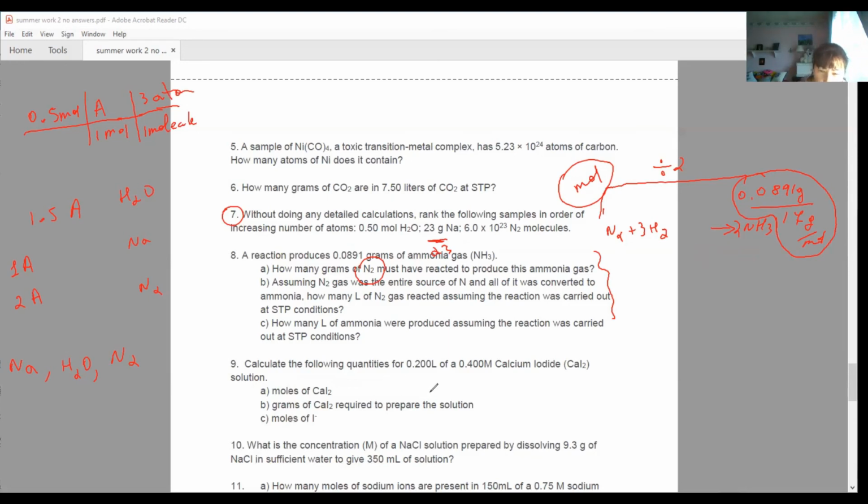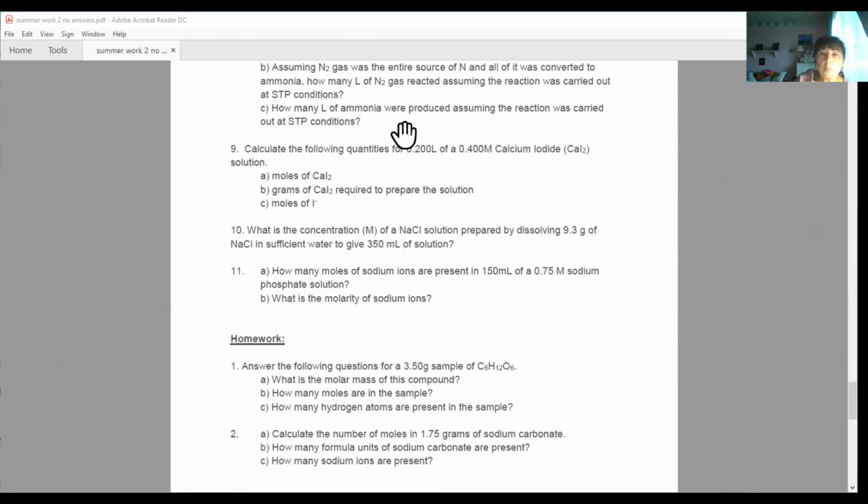Calculate the following quantities for a molarity of this. Calculate the following quantities for 0.2 liters of this. Okay, so you have calcium iodide, and for calcium iodide, you have 0.4 molarity. So this means moles per liter. And you have 0.2 liters. So how many moles are there? So 0.08 moles, right?